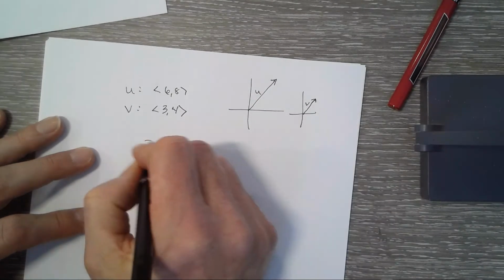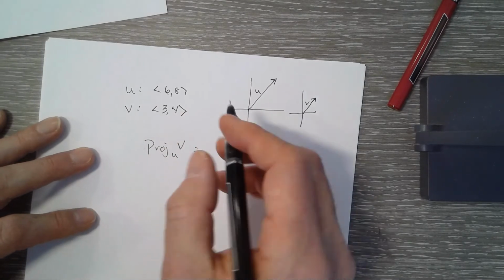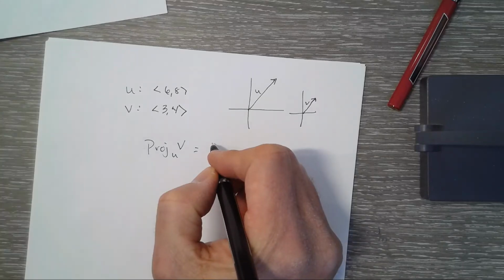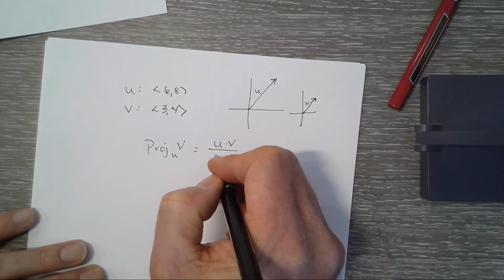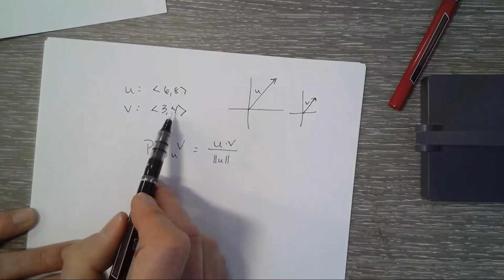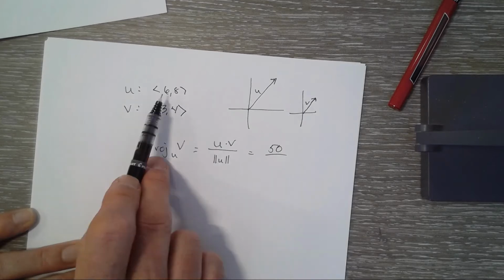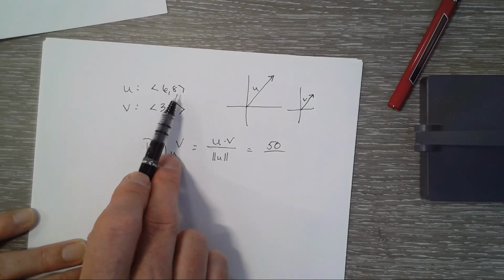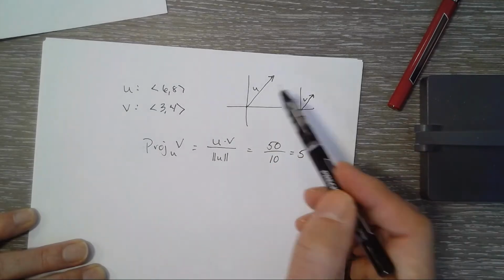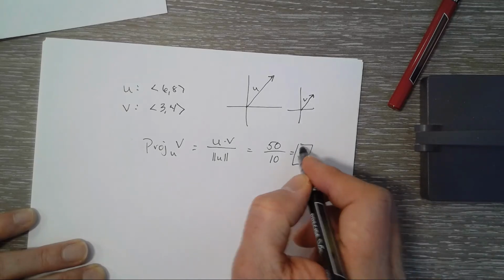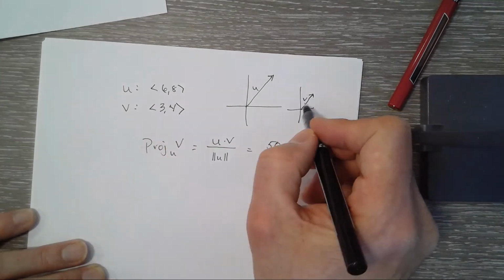So the projection of V onto U is going to equal U dot V over U magnitude. All right, U dot V is 18 plus 32, 50. And U magnitude, 6 squared plus 8 squared is 100, square root of that is 10, so we do get 5. So how much of V contributes to U? Well, 5. Does that make sense? Well, if I did 3 squared plus 4 squared, the magnitude of V is actually 5.